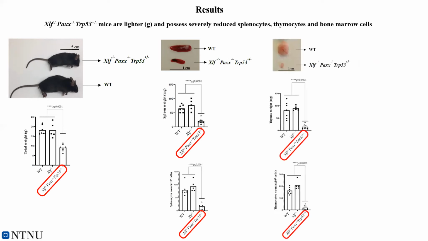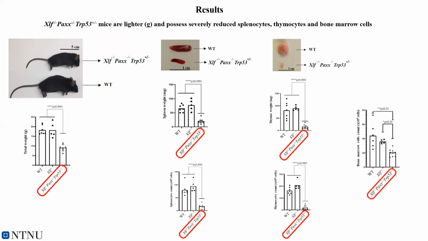Similarly, the counts of thymocytes is severely decreased in XLF-PAX TRP53 deficient mice in comparison to single knockout and wild-type controls. Noteworthy, the counts of bone marrow cells is significantly low in XLF-PAX TRP53 deficient mice.